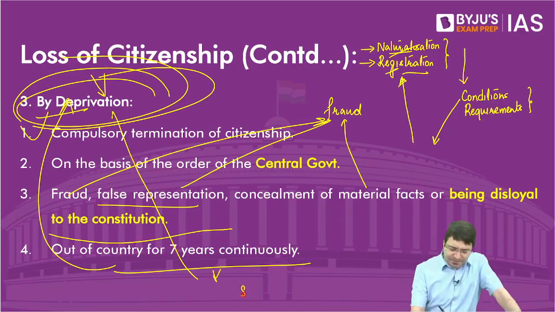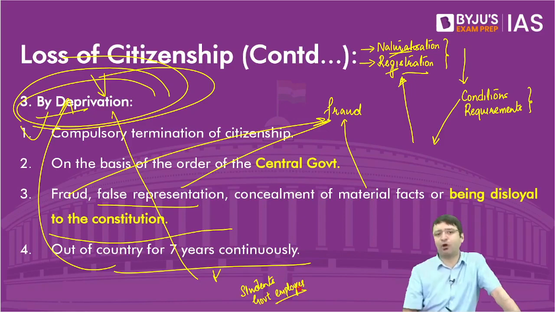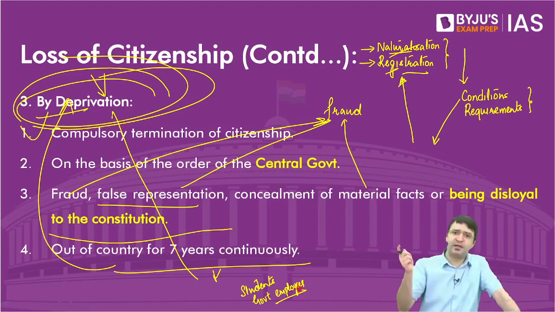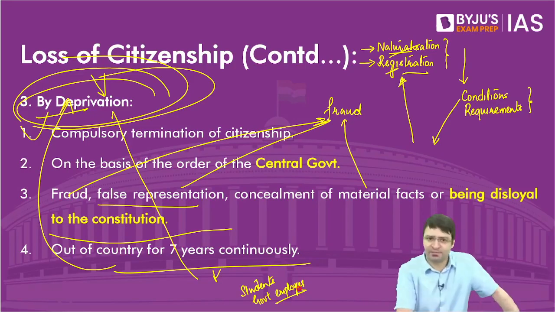But this doesn't apply to students of foreign universities or government employees working outside, for example, foreign officers working outside. This 7-year clause does not apply to them. That means students can remain outside India for 7 years as well. Their citizenship cannot be deprived. Government employees posted by the Government of India outside can remain there for 7 years. Their citizenship cannot be deprived.